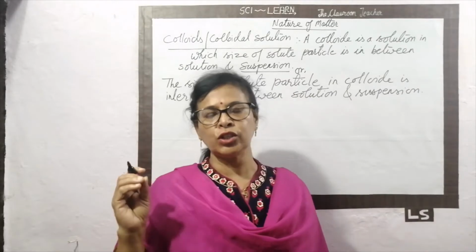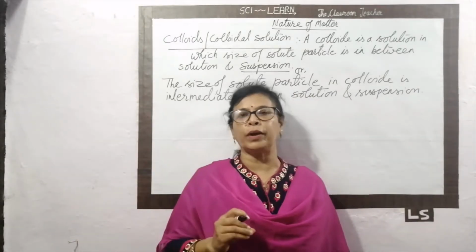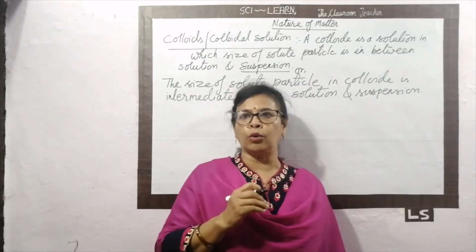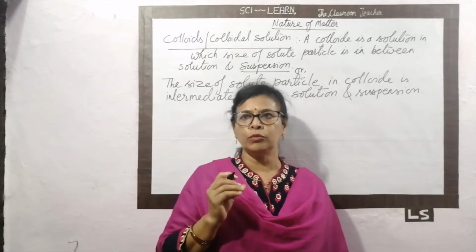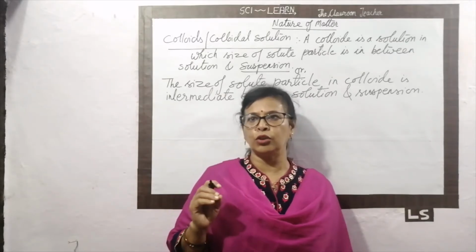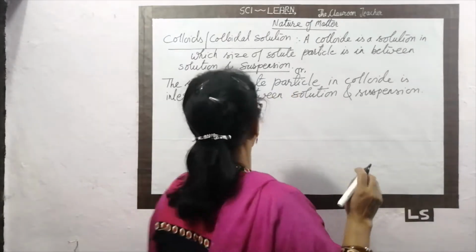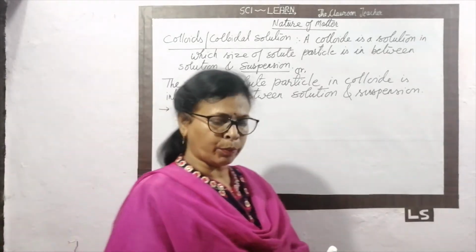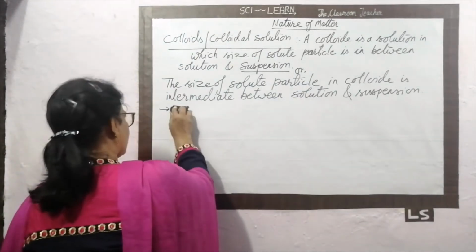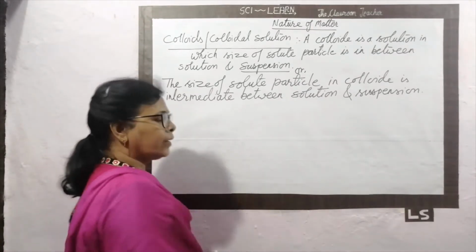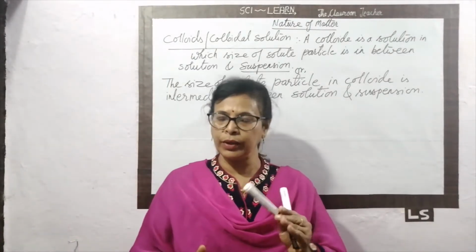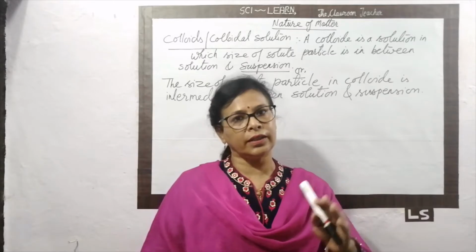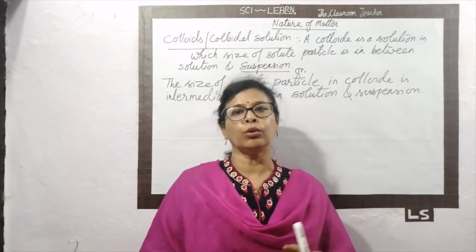Now, what is the size of the solute particle of colloid? The size of the solute particle in colloid is in between 1 nm to 100 nm. That we must write in the property. Okay. Now, what is the definition? You know very well. When the size of the solute particle is placed in between the solution and the suspension, intermediate between solution and suspension, then it is called colloidal solution or colloid.